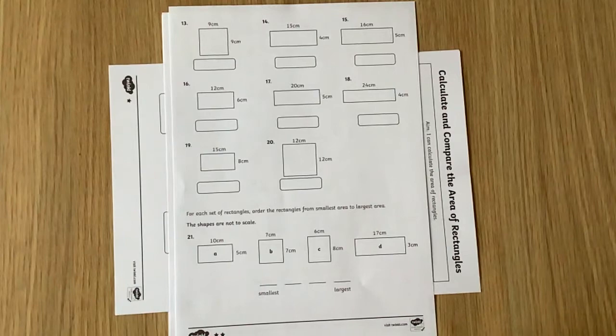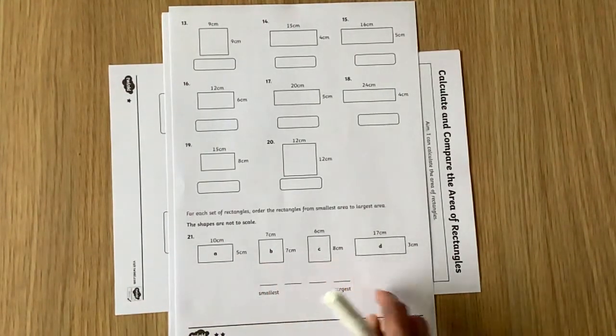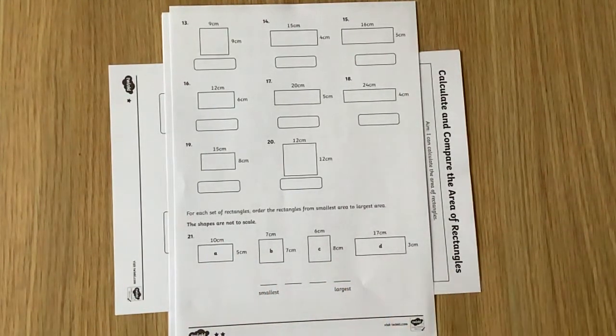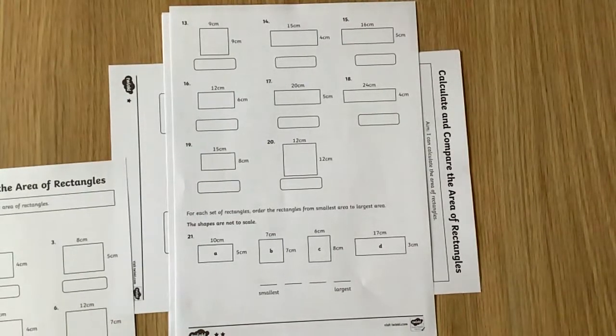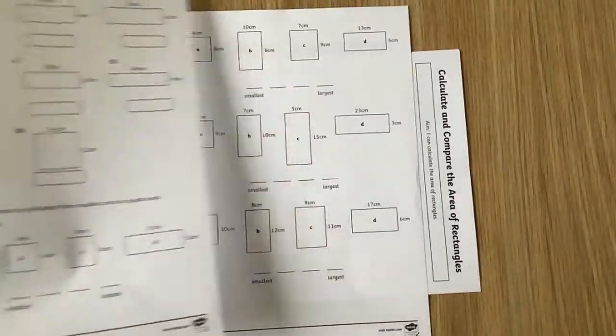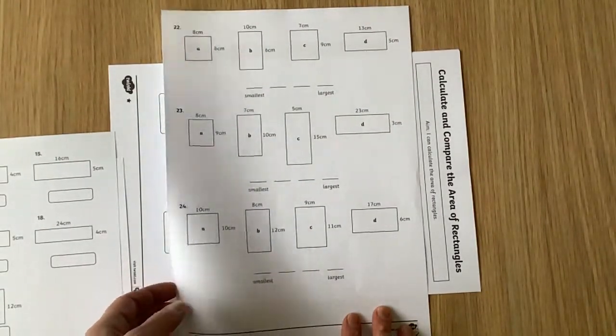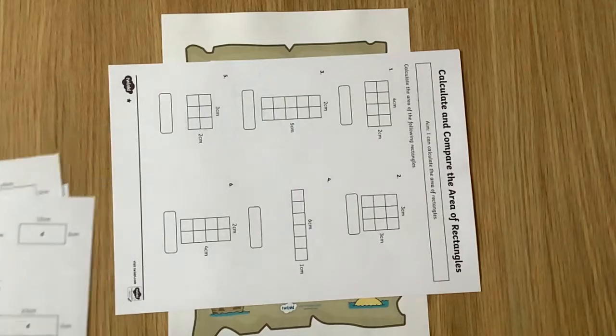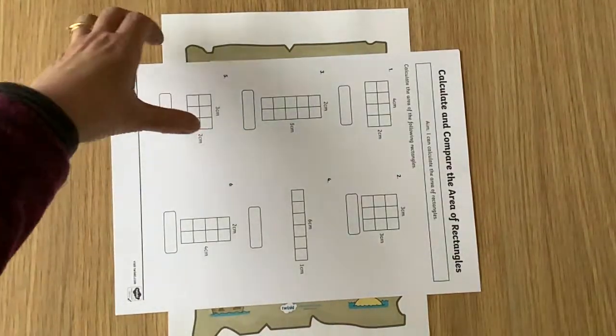Once you get on to the second part of your activity, you're being given 4 different shapes, and what you have to do is work out the area. Once you've worked out the area, can you order those rectangles from the smallest area to the largest area? So that's the activity that you're going to do if you choose to do the higher level activity.